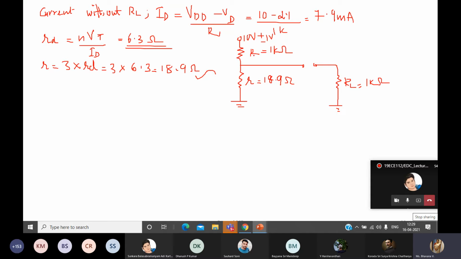This small r and the resistance capital R form a voltage divider circuit whose ratio can be used to calculate the change in the output voltage due to a plus or minus 10% change in the supply voltage.